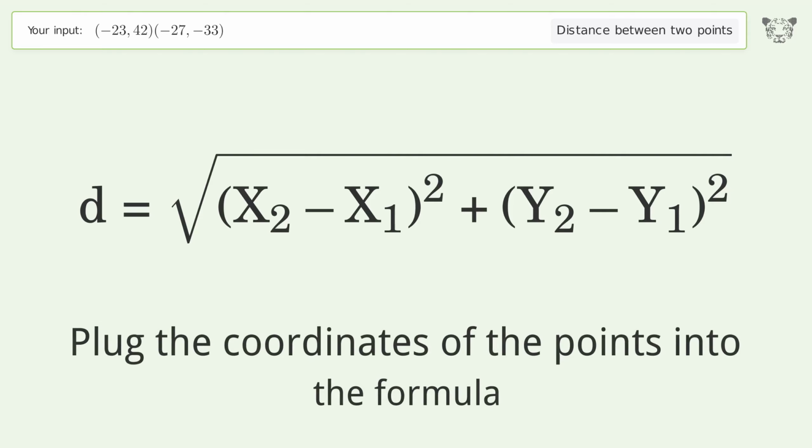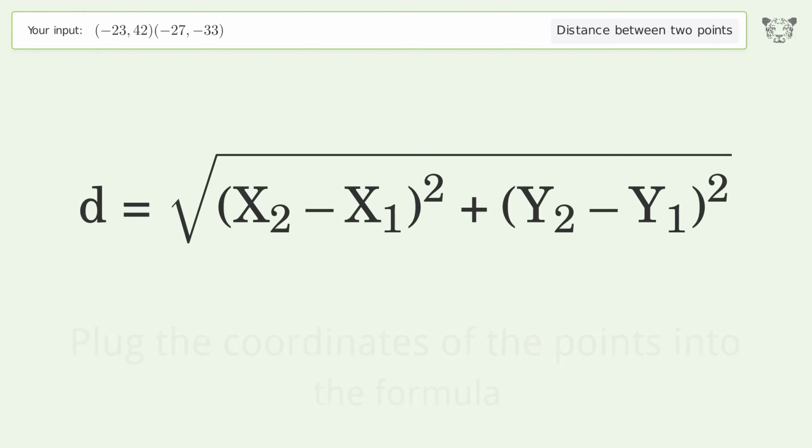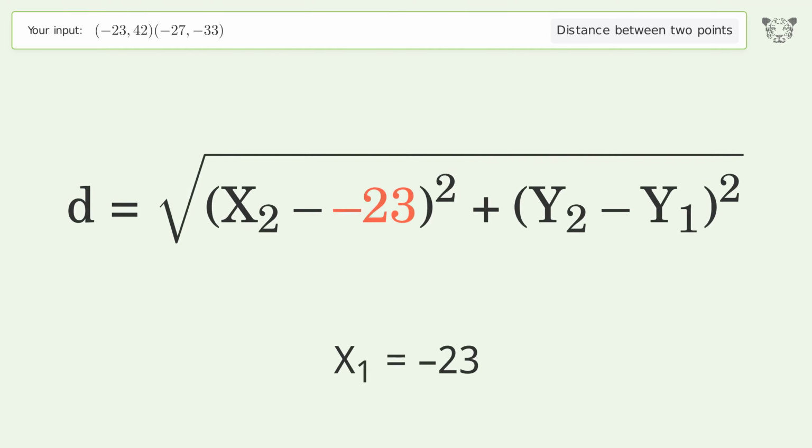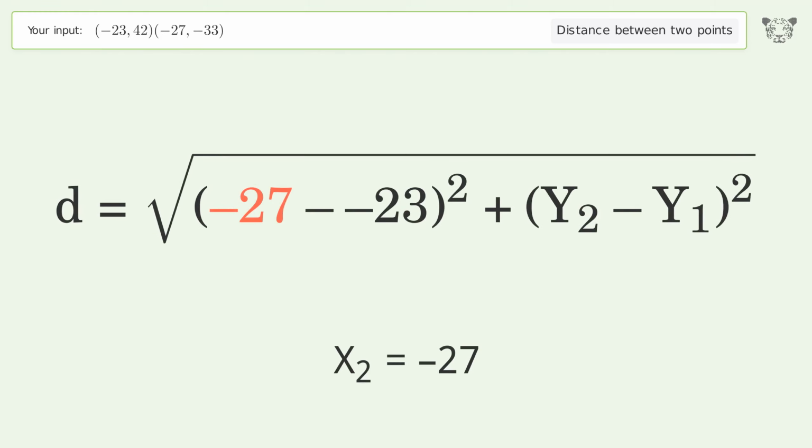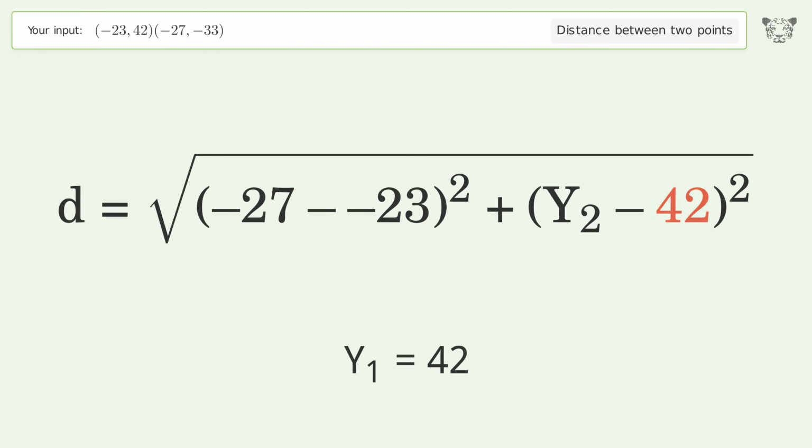Plug the coordinates of the points into the formula. x1 equals negative 23. x2 equals negative 27. y1 equals 42. y2 equals negative 33.